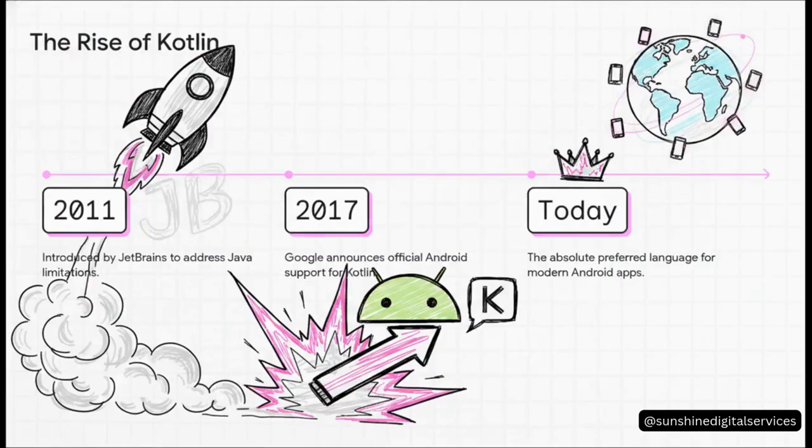And Kotlin's rise to dominance was remarkably fast. Back in 2011, it was introduced by JetBrains mainly to address the daily frustrations developers were experiencing with Java. But the landscape truly, permanently shifted in 2017. Google took the stage and announced official Android support for Kotlin. This was a massive, watershed moment. I mean, this official backing just skyrocketed its adoption across the industry. And today, for sure, it is the absolute preferred language for building modern Android applications worldwide.